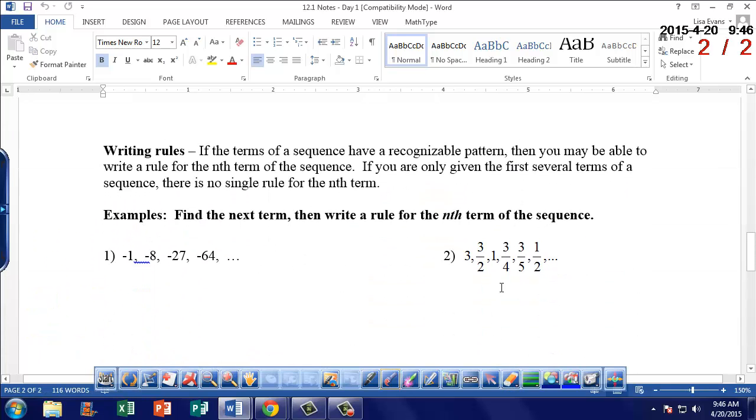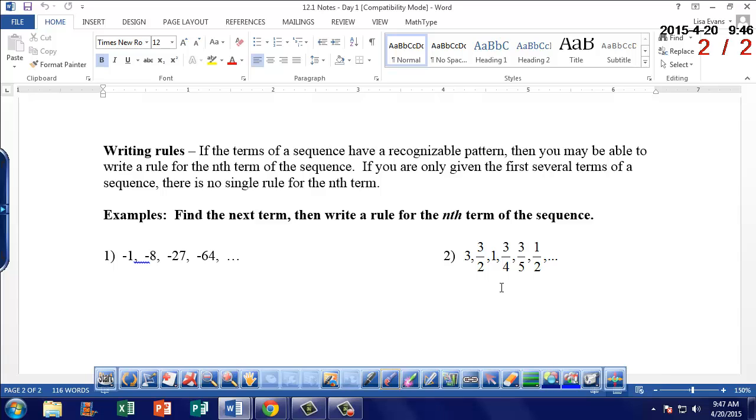Okay, now this is the tricky part for students, and practice is going to make perfect. We are going to write our own rule. So this time you're going to be given the sequence. It says if the terms of a sequence have a recognizable pattern, then you may be able to write a rule for the nth term of the sequence. So we're going to write a rule where I plug in any number, it's going to work. If you are only given the first several terms of a sequence, there is no single rule for the nth term. So what this is saying is, me and you may have different rules, but they still may be correct.